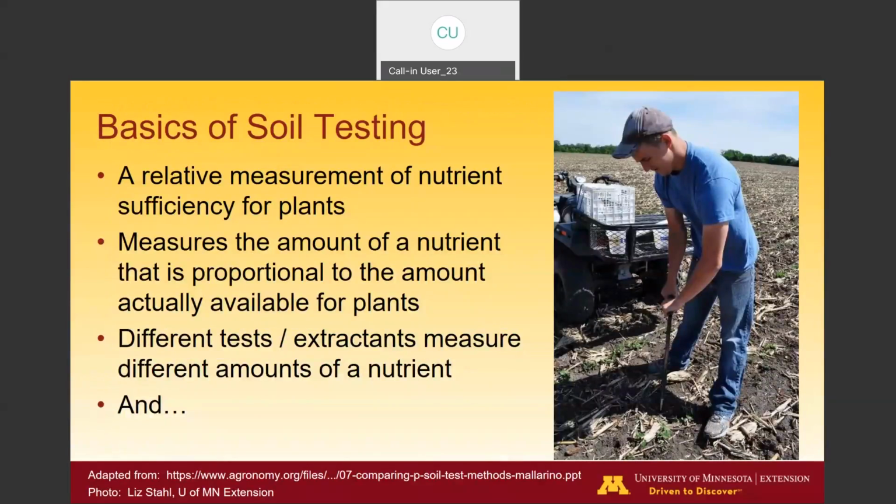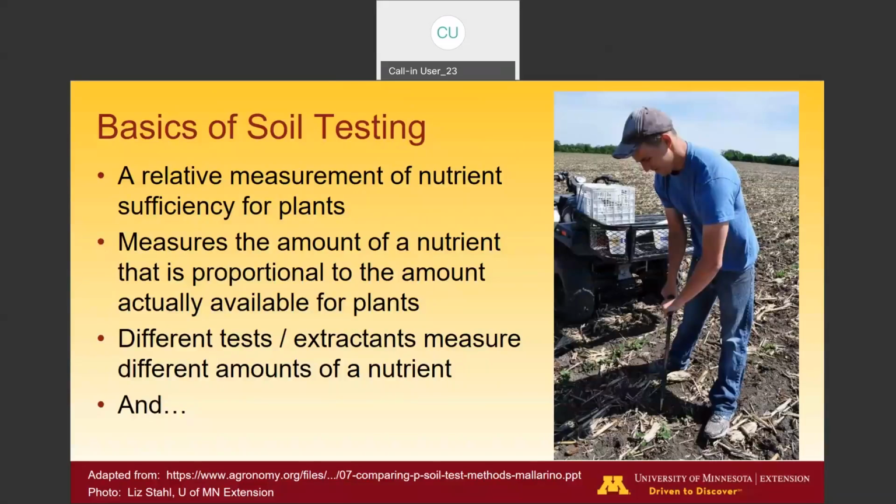But anyway, before I talk about the results from our research, I think it's important just to talk about a few basics about soil testing, just so we're all on the same page. First of all, the first thing we need to remember is that a soil test is a relative measurement of nutrient sufficiency for plants. Also, a soil test measures the amount of a nutrient that's proportional to the amount that is actually available for plants. And a key point is also that with different tests, different extractants are used to measure the amount of a nutrient in a soil sample.